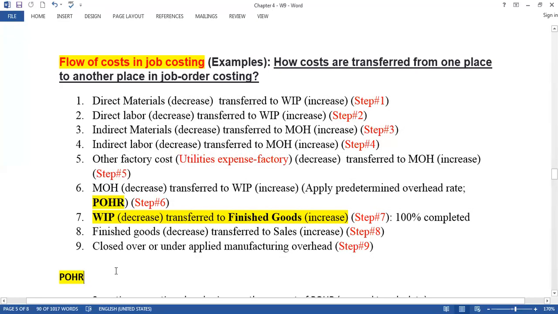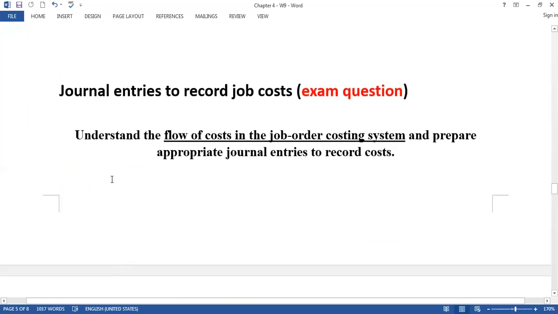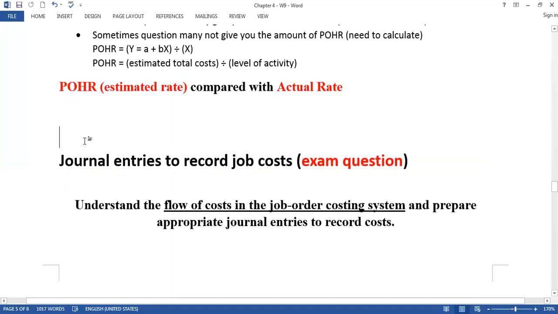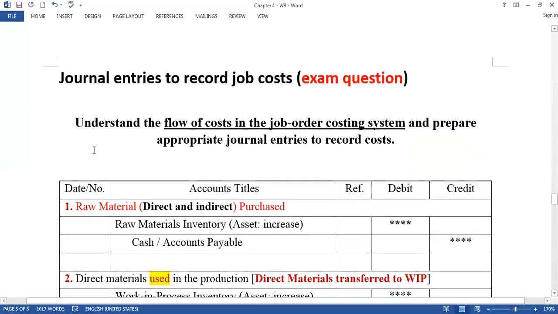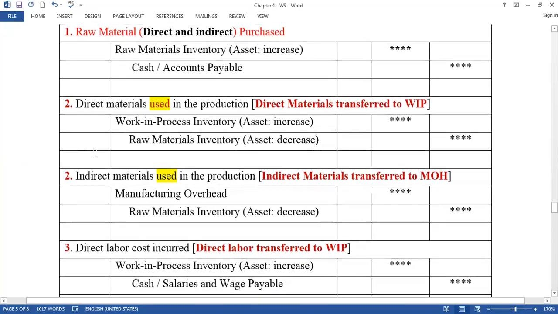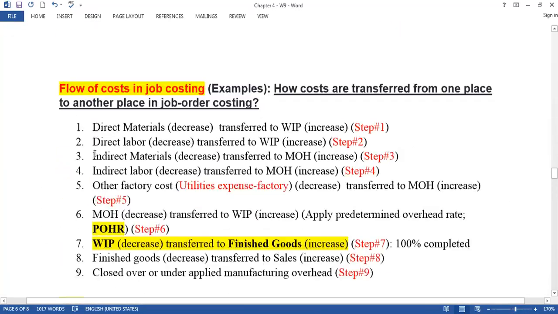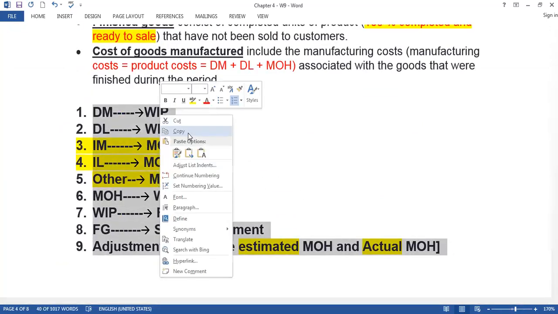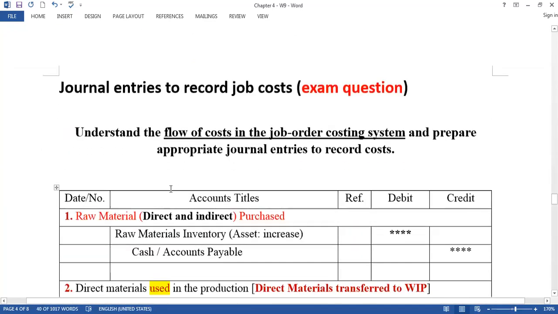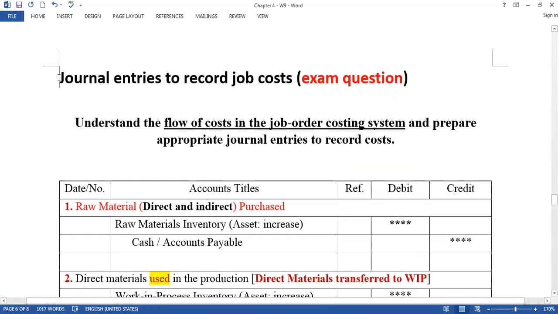Now I am going to show you the journal entries about these steps. You have to remember these steps clearly if you want to solve the question in the exam.